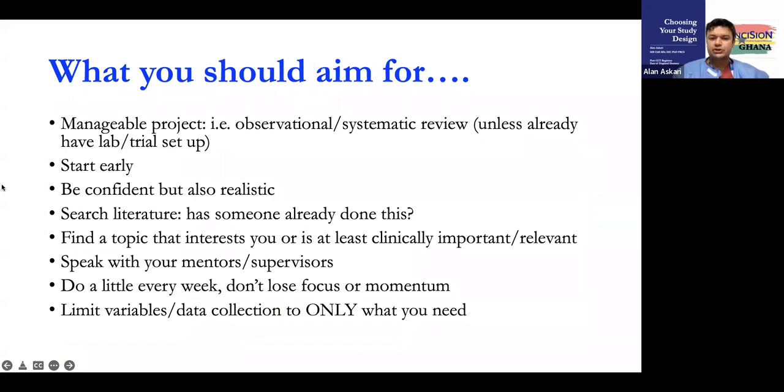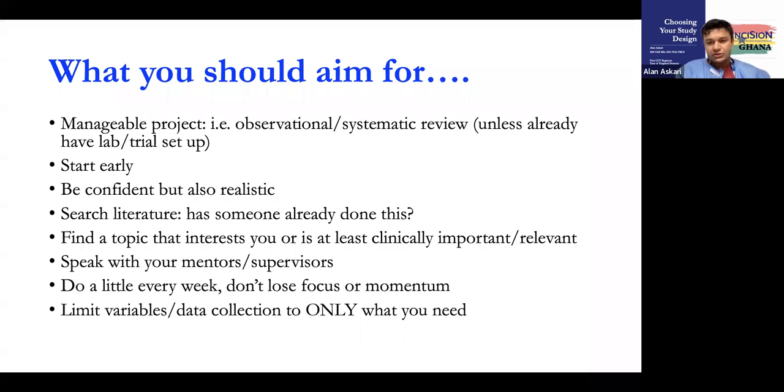So what should you aim for? You want a manageable project, i.e. an observational study or systematic review, unless you've already got a lab or trial set up, in which case, please crack on. I'd love to read your paper. But otherwise, use an observational study or a systematic review as your first couple of studies. Start early, be confident, but also realistic of timelines and what you can achieve.